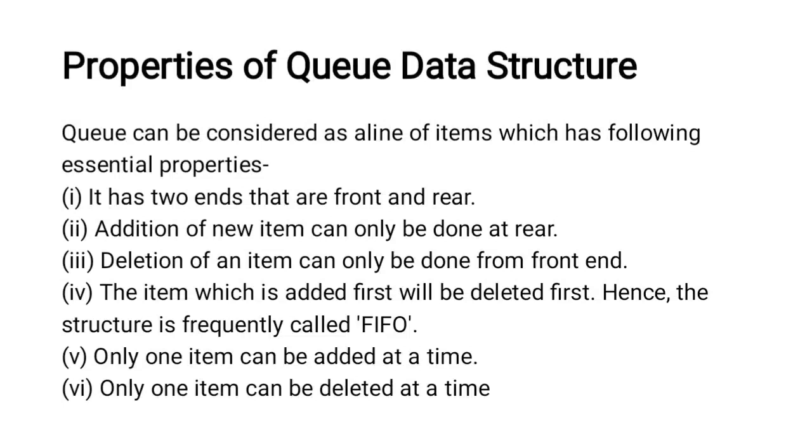The fifth one, only one item can be added at a time. Then lastly, only one item can be deleted at a time. Those are the properties of queue data structure. I would like you to not forget something very important. Adding a new item can only be done at the rear, meaning that it can only be done at the back, right? Then deletion of an item can only be done from the front.